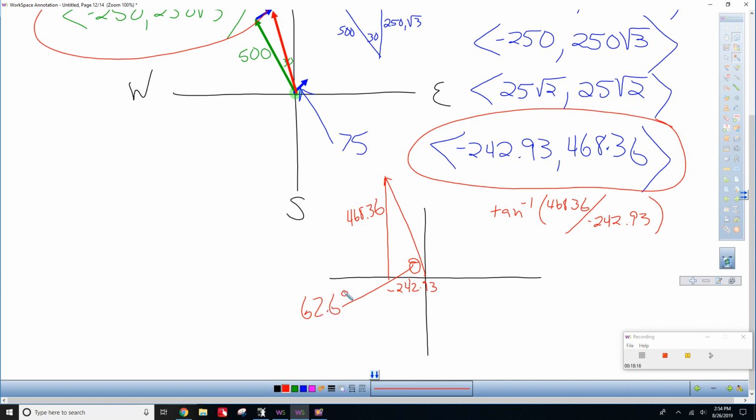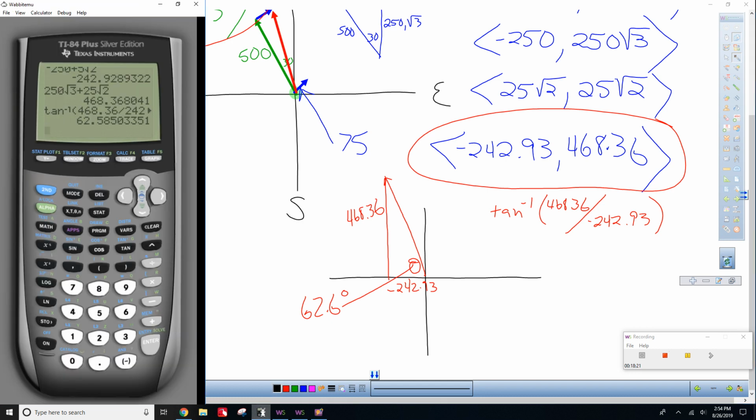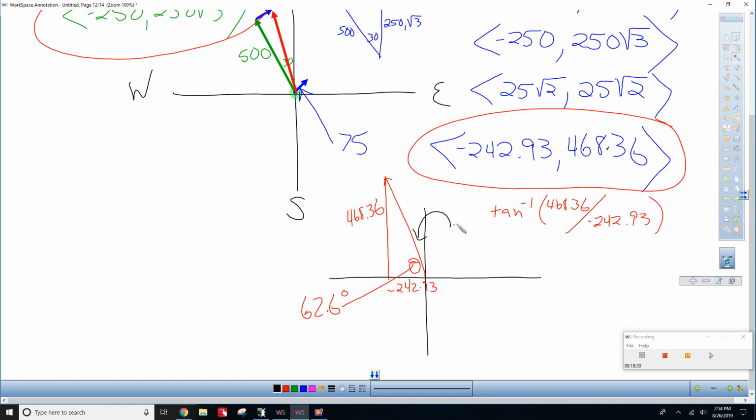So, this angle, subtract that from 90, 90 minus 62.6, and you'll get 27.4 degrees. So that is going to be west of north.